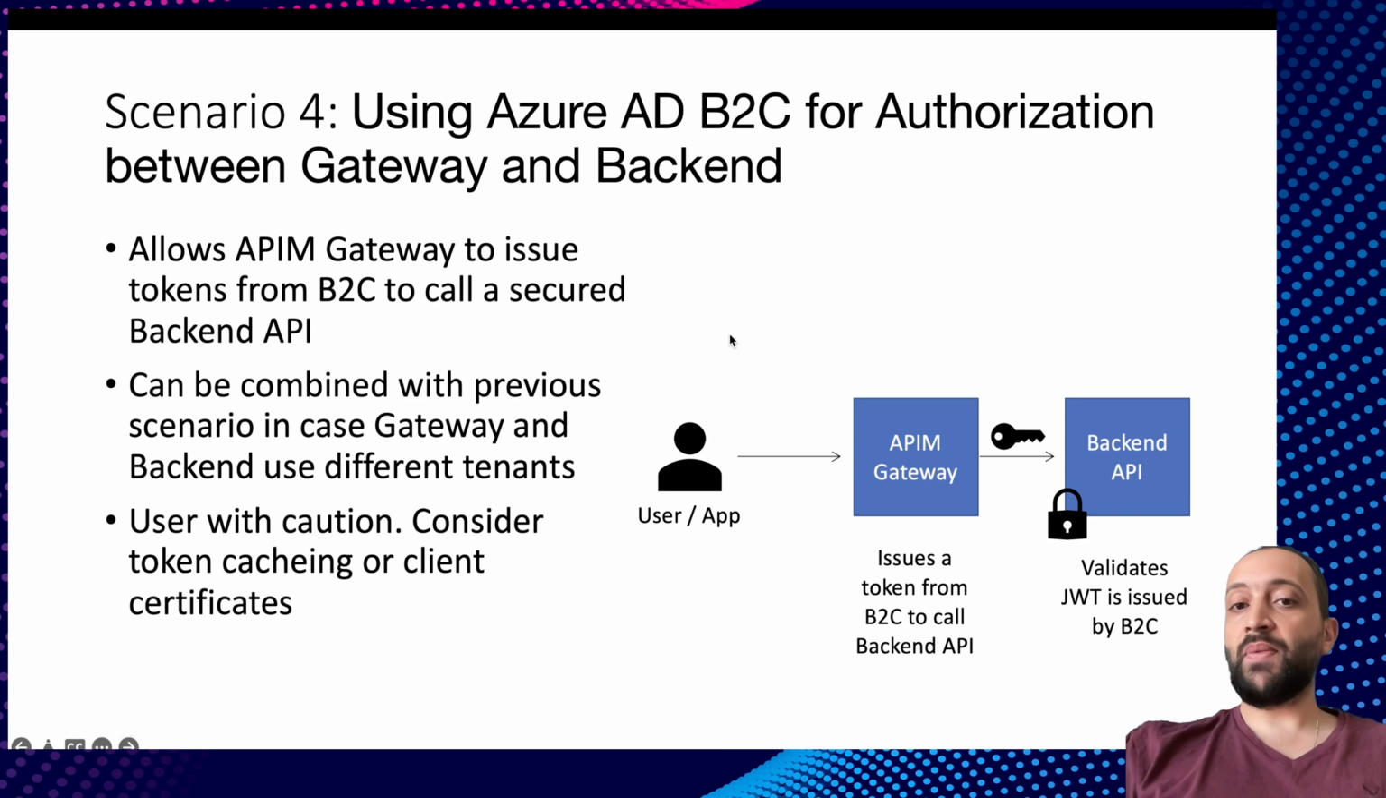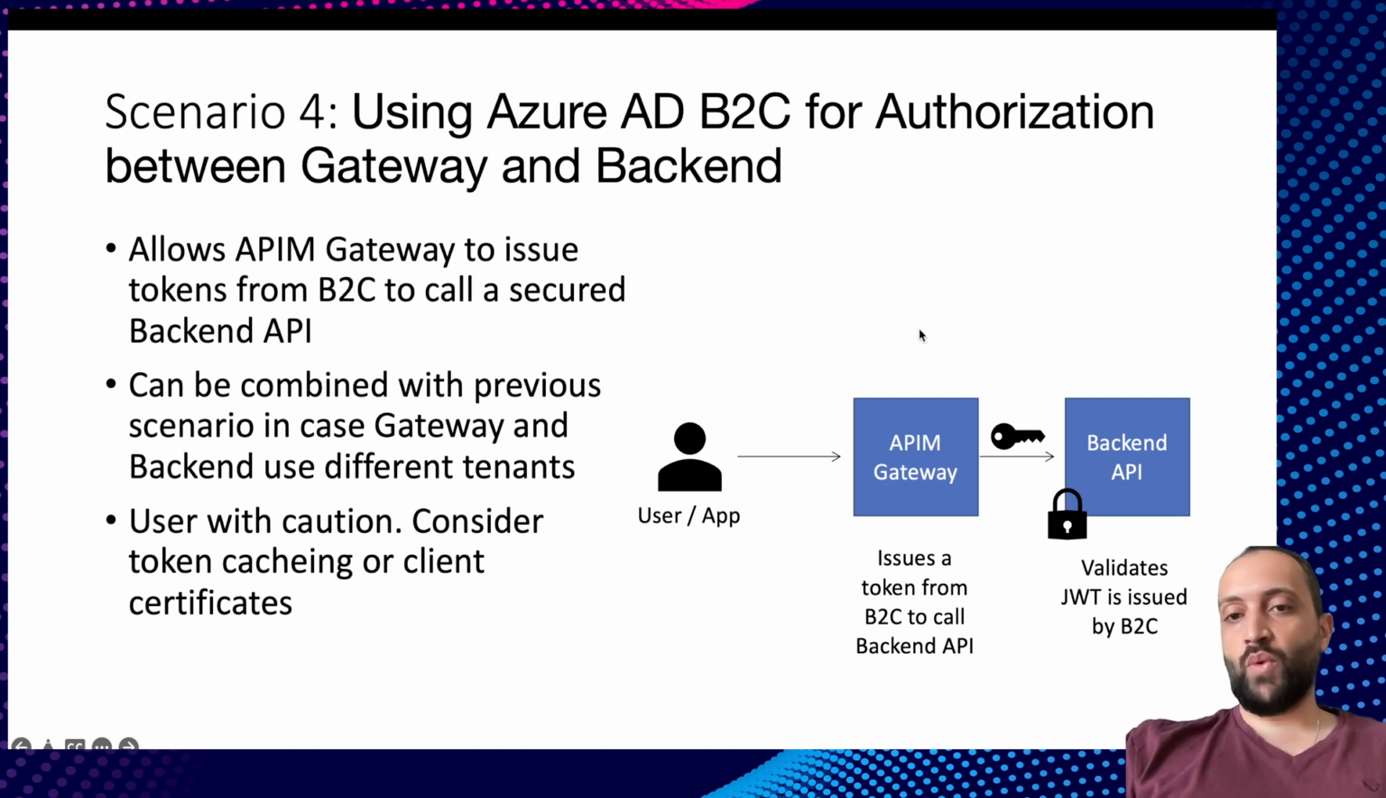You can combine this scenario with the previous scenario in case you want the user to authenticate to a single tenant, but then you want the backend API to be secured by a different tenant, for example. So it's pretty useful in that regard.